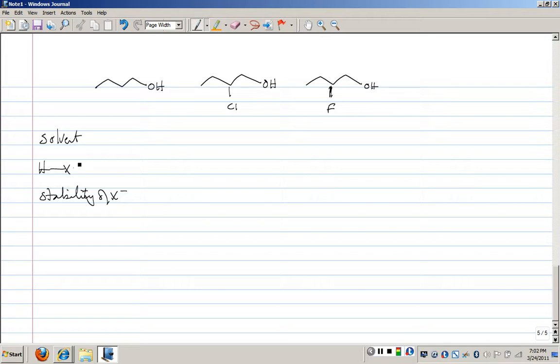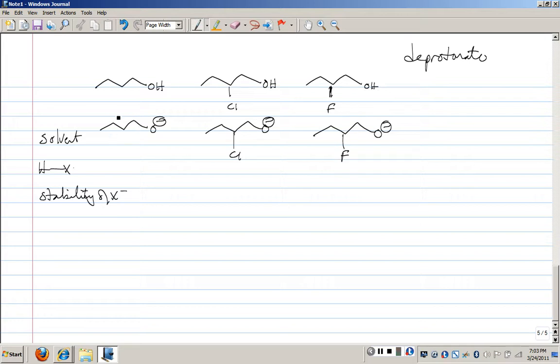So, let's assume the solvent is a wash. The HX bond, for all intents and purposes, is an OH bond, and so we're going to assume that the OH bonds are all equivalent. So the relative strengths of these acids will come down to how stable X minus is. So let's imagine what happens when I deprotonate, when I take the proton off each of these. That's going to give rise to this conjugate base, and this conjugate base.